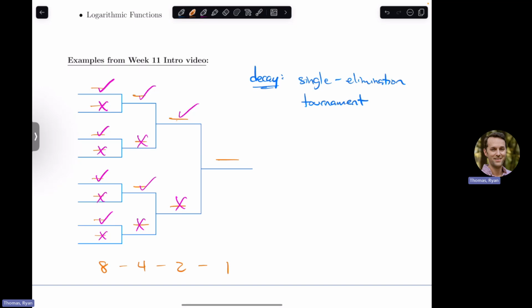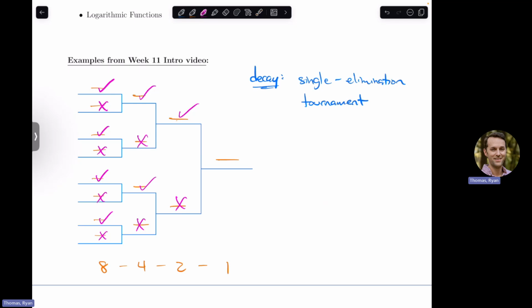I don't mean to go too far into the sports thing, but if you're a sports fan, you are probably familiar with the NCAA basketball tournament, where you do this but on a bigger scale and go from 64 to 32 to 16 to 8 to 4 to 2 to 1, right? So it's the same idea, but just a larger scale of the thing.